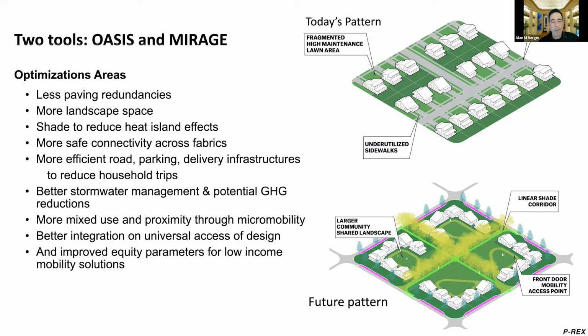We've even looked at better stormwater management and potential greenhouse gas reduction, and what the value of mixed use proximity is through what we call micromobility, or essentially the last mile segment of mobility: how people can walk, and pedestrian activity or e-bike or bicycle activity can be more saturated within developments and safer. Better integration of universal access and design. And also we've looked at some parameters to improve equity for lower income mobility solutions where there currently aren't very many.